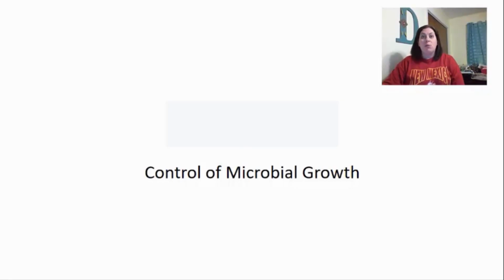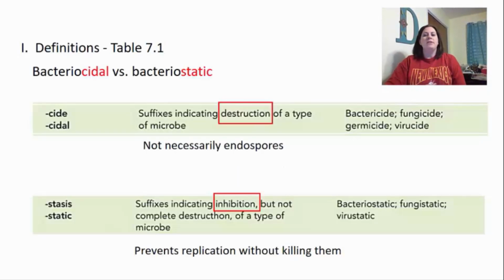Right, in Chapter 7, we're going to look at the control of microbial growth. In Chapter 6, we talked about the requirements of microbial growth. Now we're going to look at how we can control it. So some definitions that we need to know are bactericidal versus bacteriostatic.